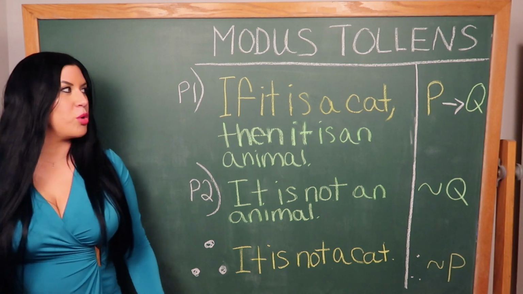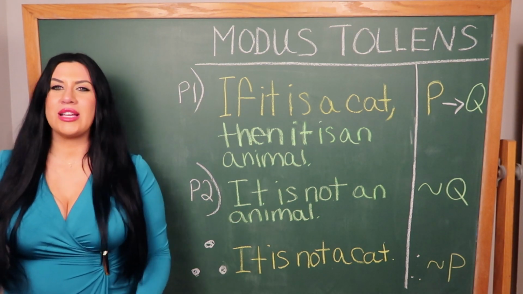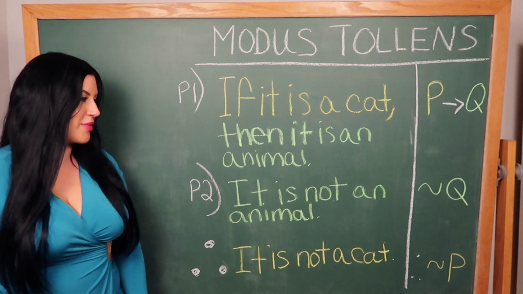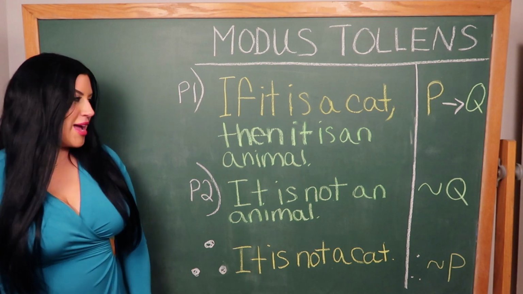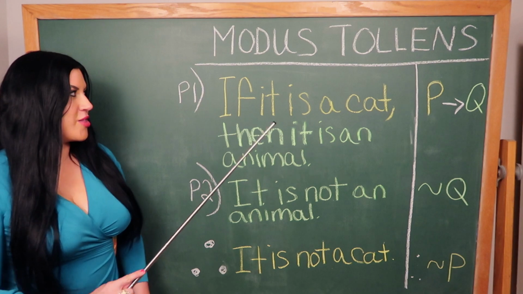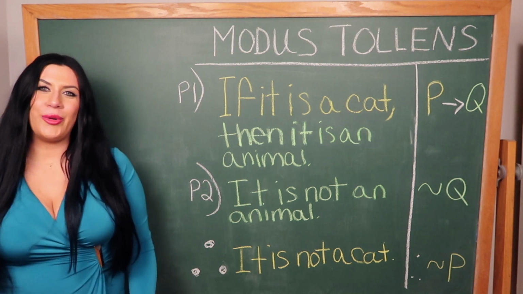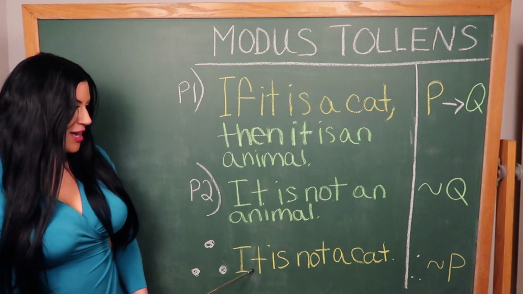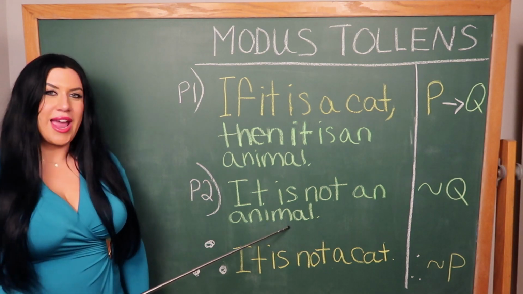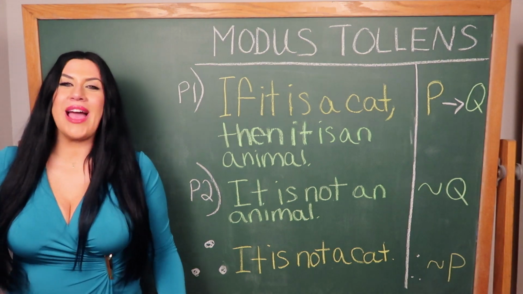Can you think of an example where something could be a cat but not be an animal? The answer is no. By definition, all cats are animals. When we move to premise 2, and they say that it is not an animal, we're assuming that the thing in question, the it that is the subject of premise 1, truly is not an animal, and therefore it is not a cat. So since the thing in question isn't an animal, it can't be a cat, but it also couldn't be any other animal.